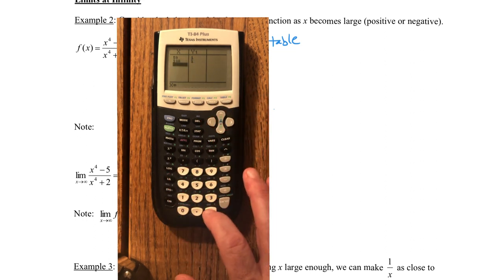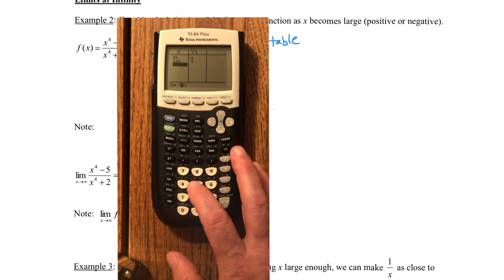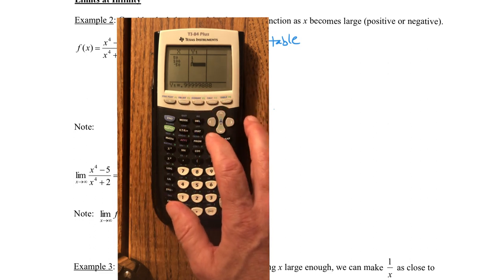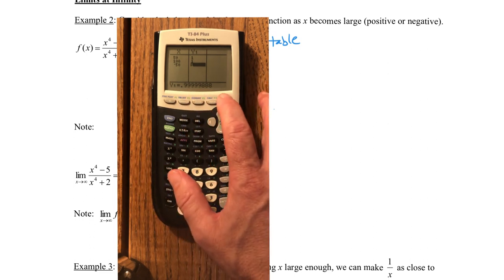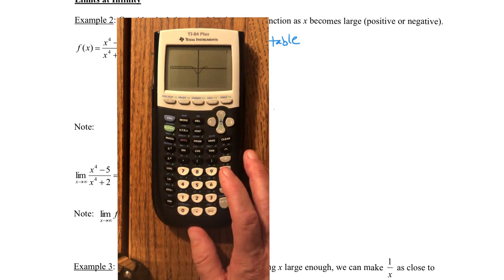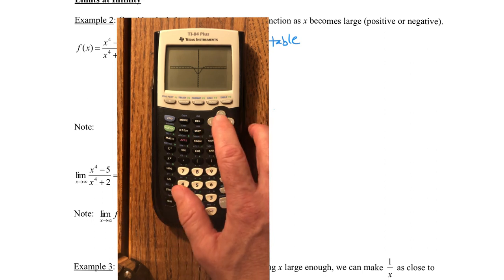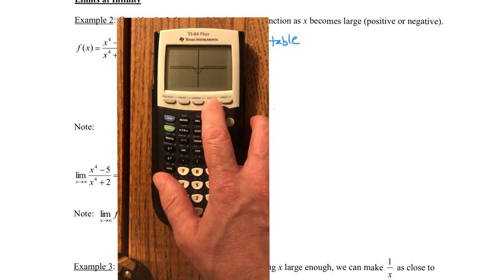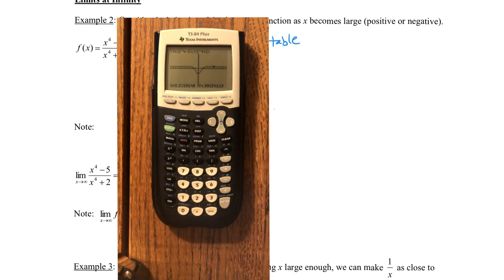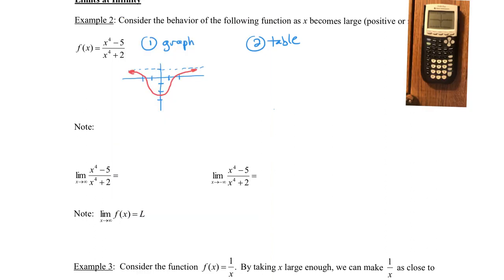And negatives work too. So if I go negative 50, it's close to 1 there too. So I guess we can look at the graph. So if I go zoom 6 to put it in standard window, it looks like that. And then, as I mentioned earlier, if you use the trace key, and you want to go further and further out, you can see the Y value will get closer and closer and closer to 1. So the note here, then, what we did is we let x approach infinity.